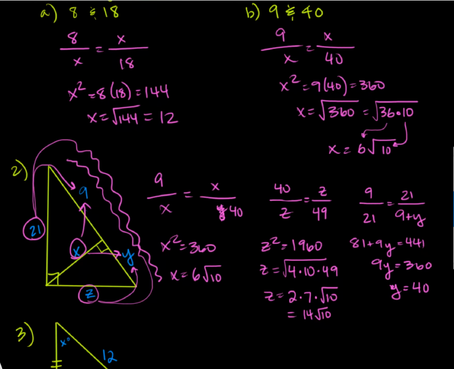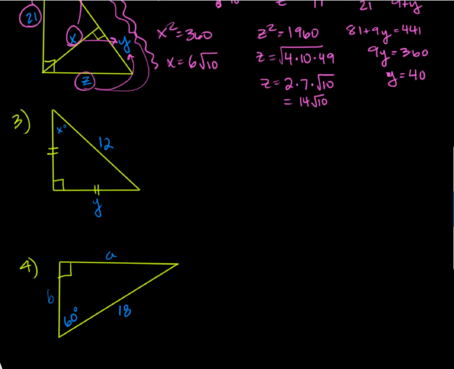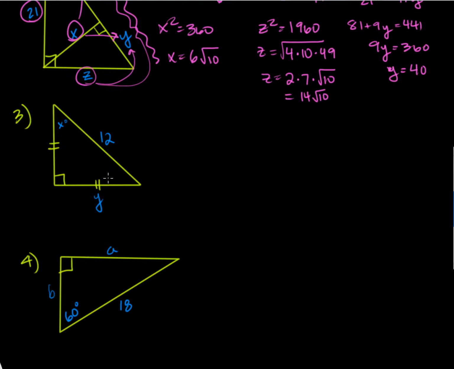In the next problem, we have a right triangle. We have an isosceles right triangle because the two legs are congruent to each other. So we need to remember in a problem like this that this would end up being a 45, 45, 90 right triangle. And in a 45, 45, 90, the hypotenuse is equal to the leg times the square root of 2.